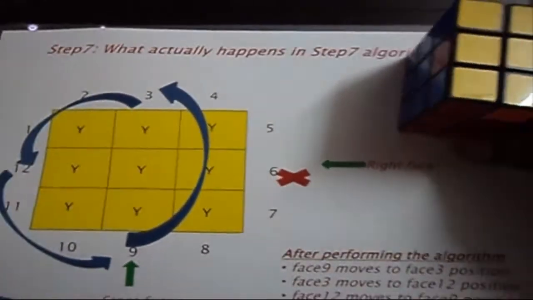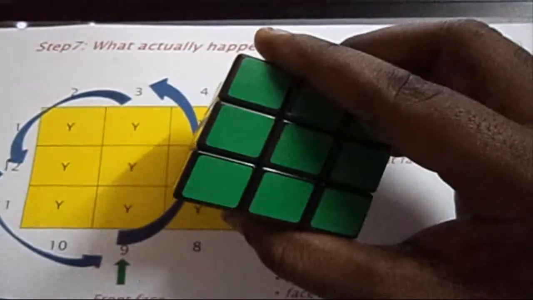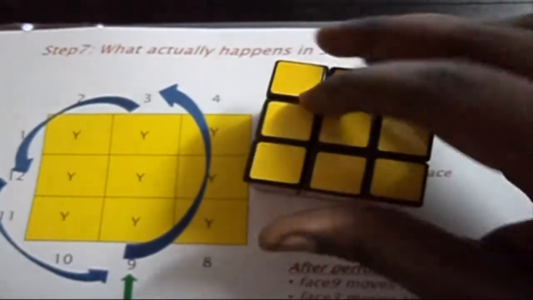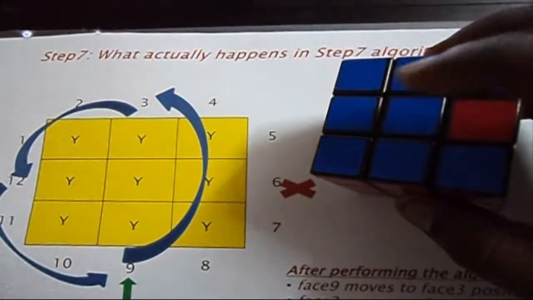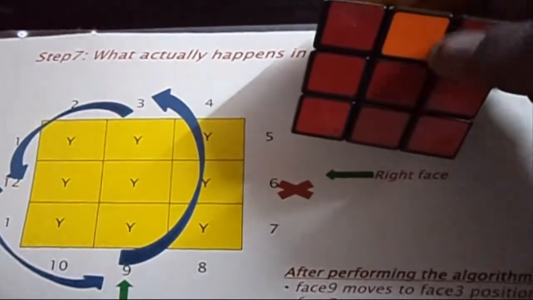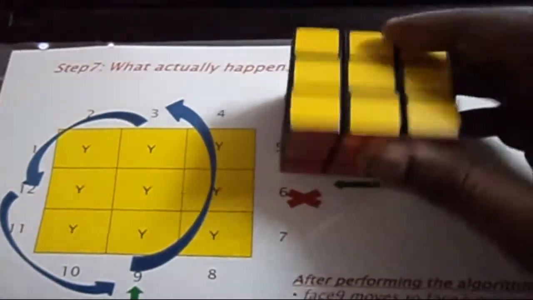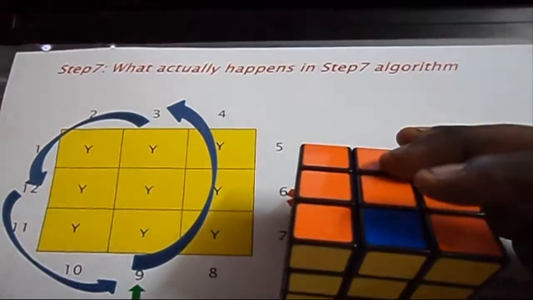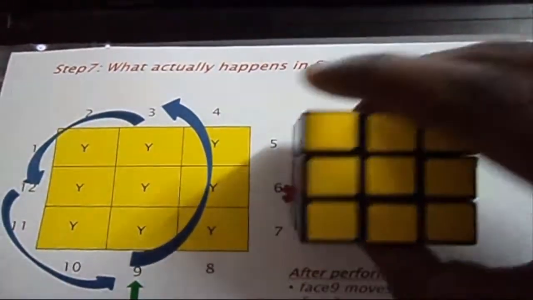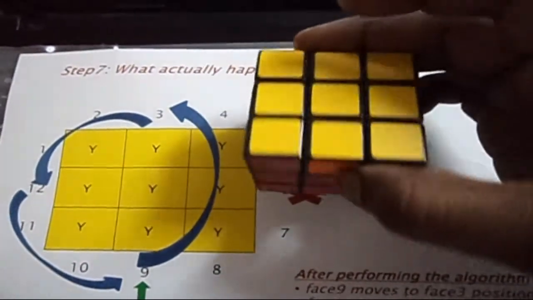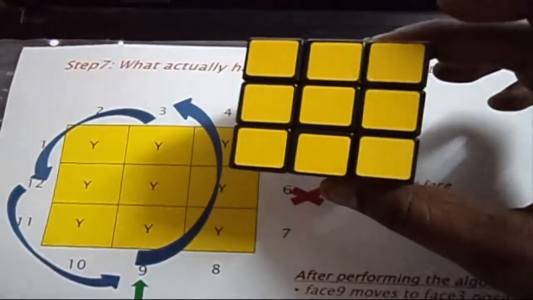If you look at this cube, we have orange over here, and this particular face is orange, and this is blue, and this particular face is blue. This is red, and this particular face is red. So if we perform the algorithm once, this orange will move to this position, blue moves to this position, and red moves to this position. So if we perform the algorithm once on this particular cube, the cube will get solved.